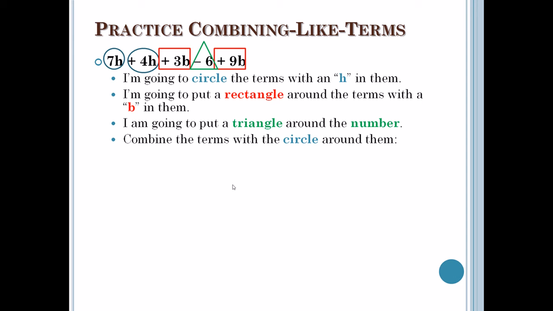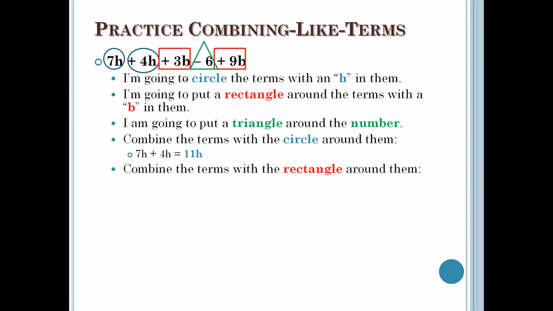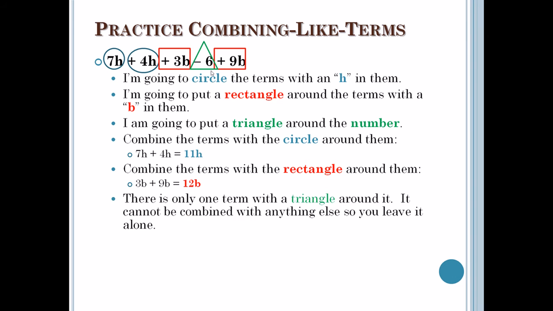All right, let's group up everything with the circle. So my 7h plus 4h, 11h. Let's go to the rectangles. I've got my 3b plus 9b, 12b. And since there's only one triangle, I just leave it as negative 6 or take away 6. I can't group it with anything.